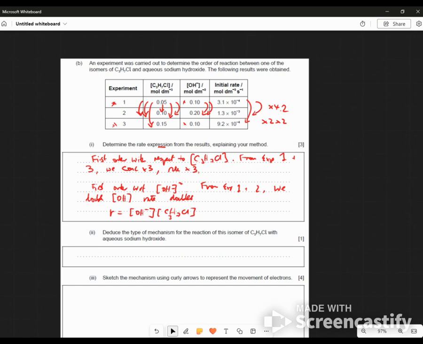Okay, I hope that makes sense. This one is pretty tricky, isn't it? All right. So there you go. I hope that makes sense.